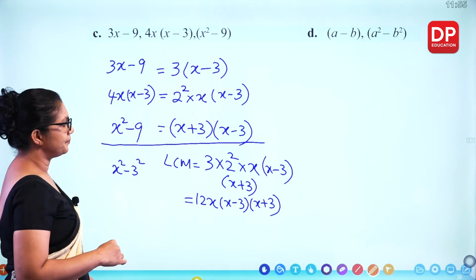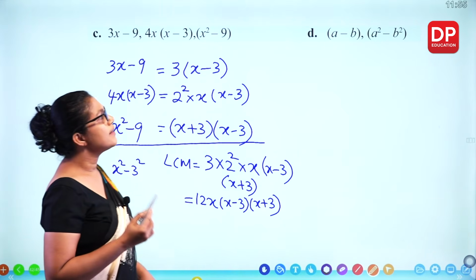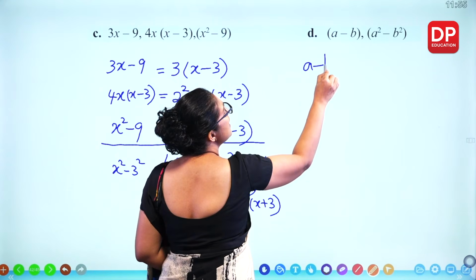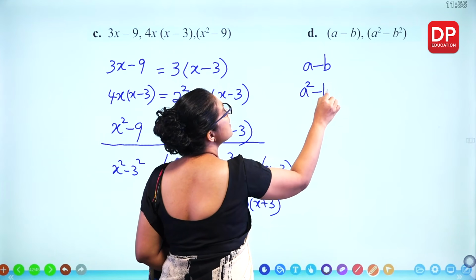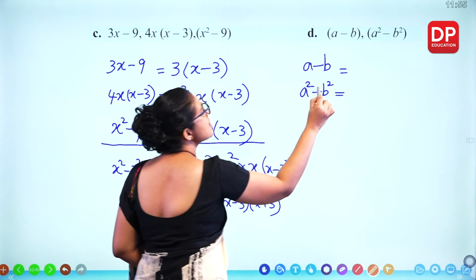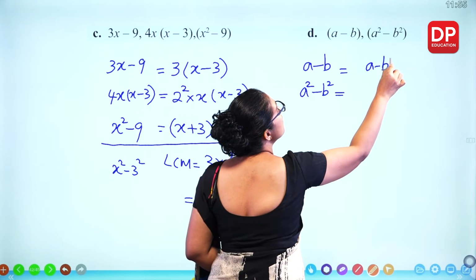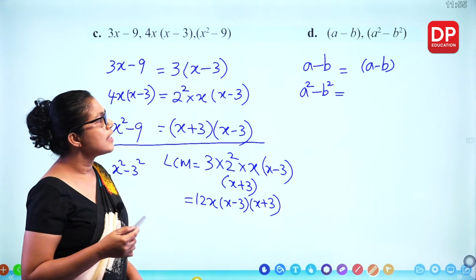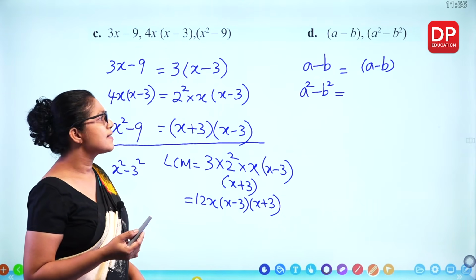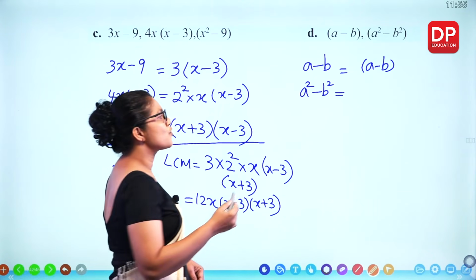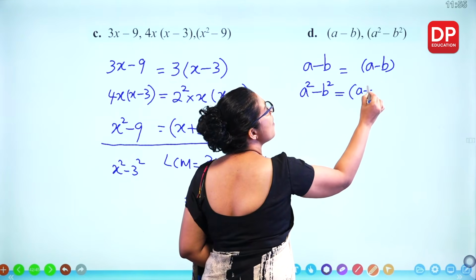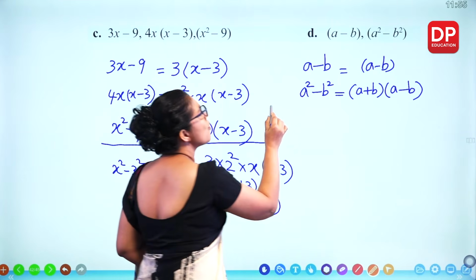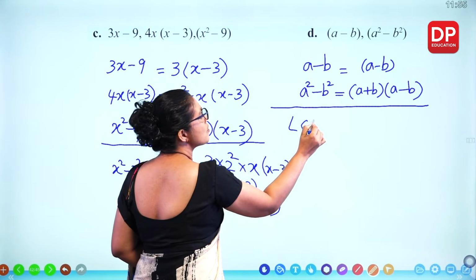Now we'll look at the next one. So the expressions are a - b and a squared - b squared. So for a - b, the factor is already a - b. What about a squared - b squared? That's the difference between two squared terms. So you can write straight away one factor with positive, one factor with negative. So how can we find out the least common multiple?